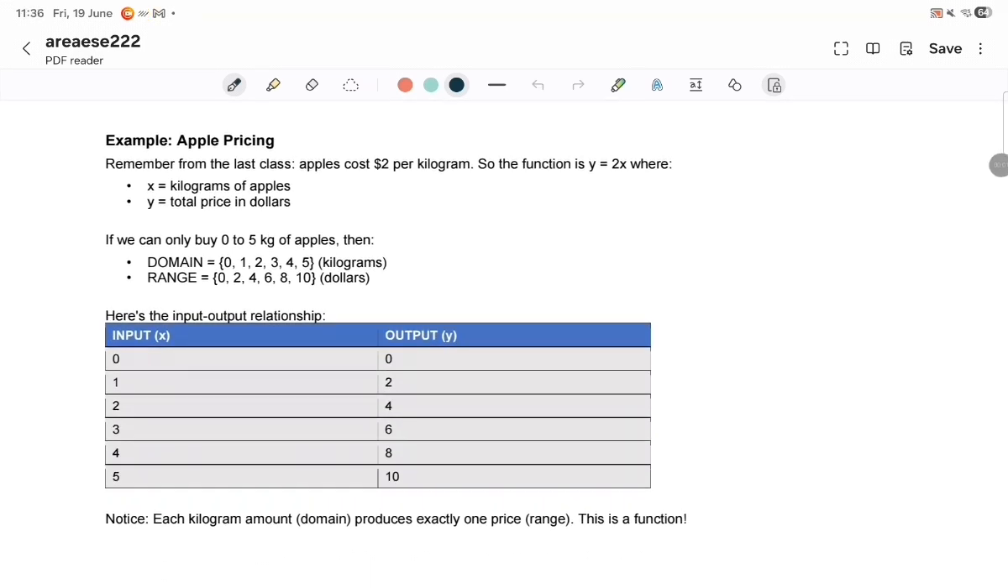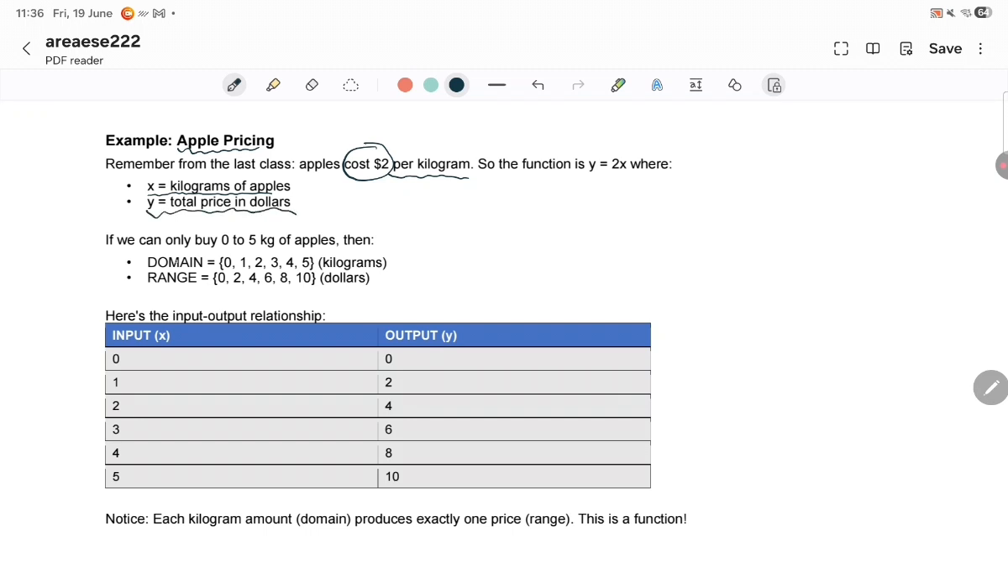Let's look at this specific example. We've already done this before, actually, from the last class. Apples cost $2 per kilogram. That basically means if you want to buy 1 kilogram of apples, then you have to pay $2. So we define x and y like so: x equals kilograms of apples and y equals the total price in dollars.